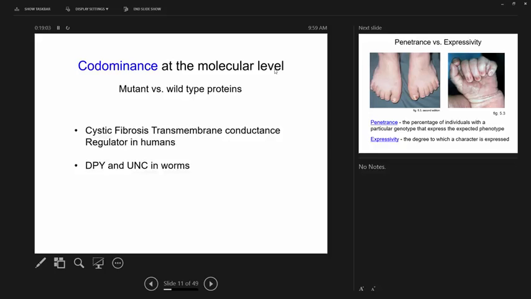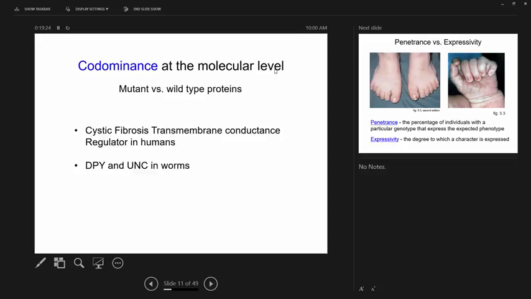The reason why it looks like complete dominance instead of codominance is your perspective. You can't see down inside the epithelial cells and look there. Let's look at Dumpy and Unk here, right? So we're going to be working with those guys today in the lab. Some of you saw them last week and some of you didn't.